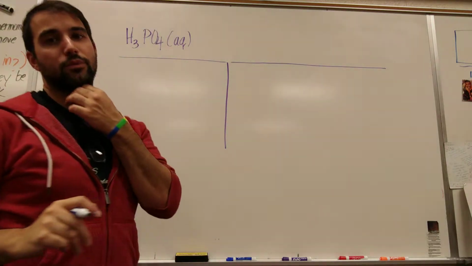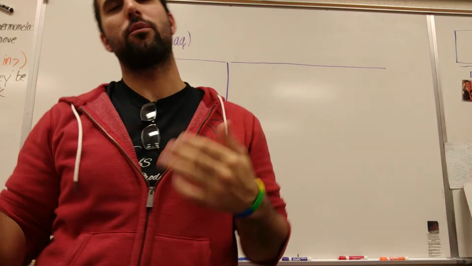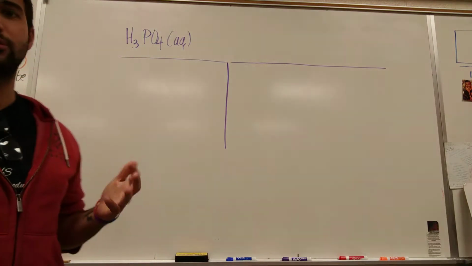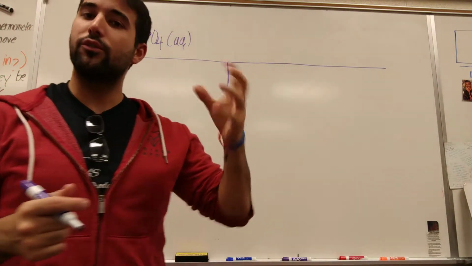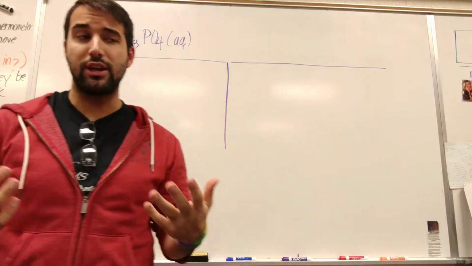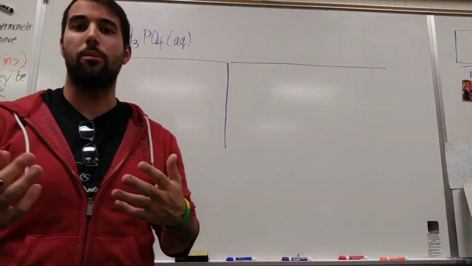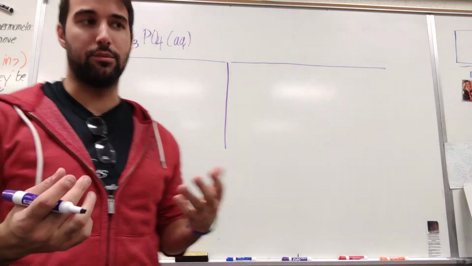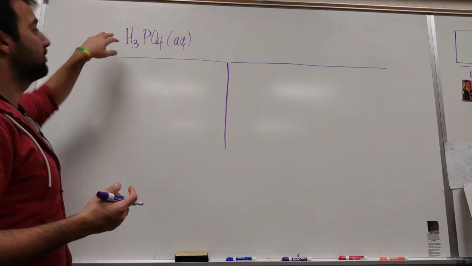Alright, hey AP Chemistry. I wanted to post a brief, or maybe not so brief, video on using ice tables. And so I want to review a little bit about naming acids, how I would write a dissociation equation, and then how I would go about creating an ice table. Okay, so let's say I have this acid.